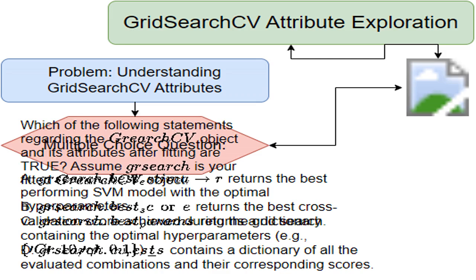We're going to be exploring the key attributes of the GridSearchCV object, attributes like "best_estimator_", "best_score_", "best_params_", and "cv_results_". Understanding these will help you use this powerful tool effectively.